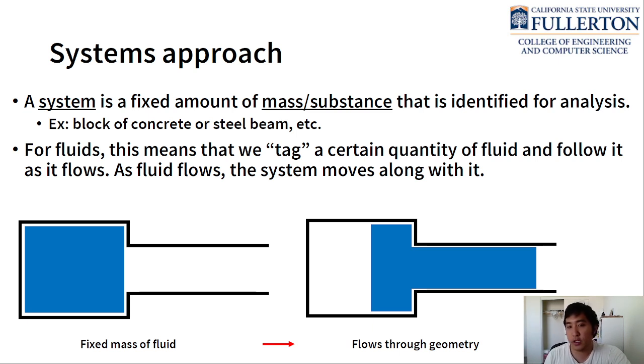The system approach is very similar to how you would think about a problem from a solid mechanics point of view. From a system approach, you choose a fixed amount of mass or substance that is identified for the analysis. You would maybe think of selecting a block of concrete or a steel beam. For fluid mechanics, what this means is that we take a fixed amount of fluid and then we tag it. As the fluid flows, we follow that fluid as it goes. For this example here, I have fluid in a box, and as it flows out of the box, we follow that fluid as it goes.